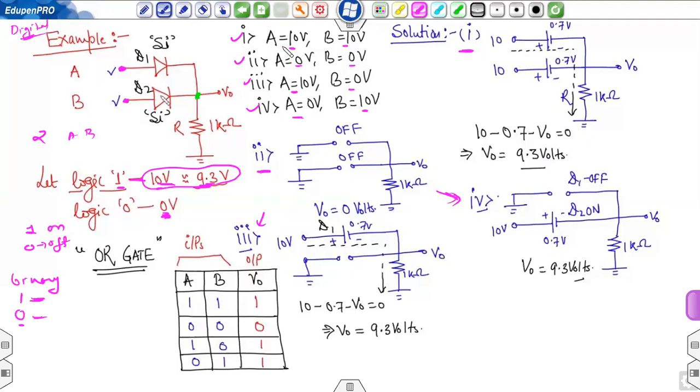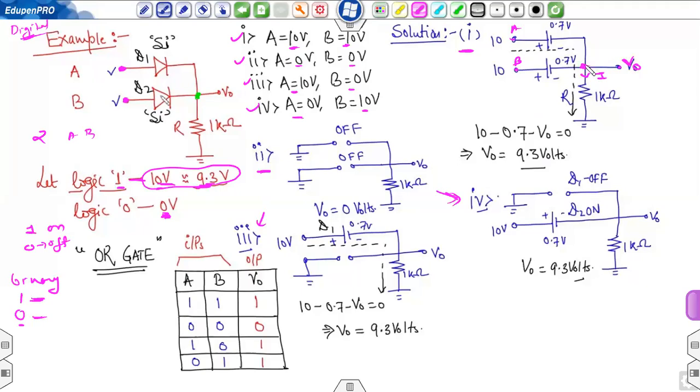So let's discuss the first combination where A is 10 volt and B is 10 volt. 10 volt is applied at terminal A, and 10 volt is again applied at terminal B. This 10 volt will be sufficient to drive diode D1 in on state, so a 0.7 voltage drop will be there. Again at point B we have 10 volt, which is sufficient to drive D2 in forward bias condition, so replacing D2 with an equivalent voltage source of 0.7. Now you have to measure V0. You have to tell what will be the value of V0, and you can also measure current.